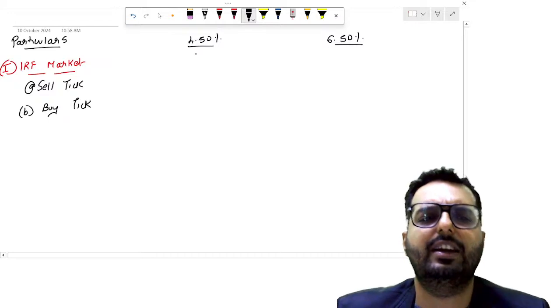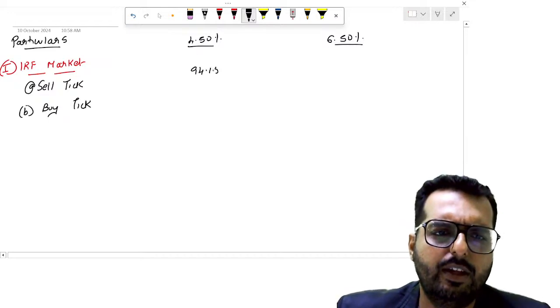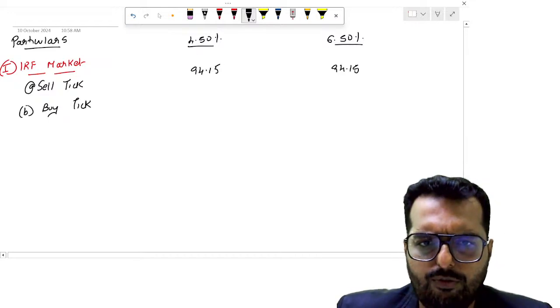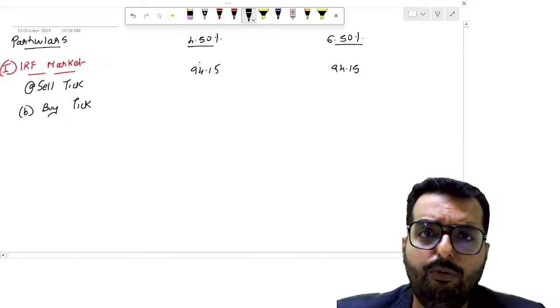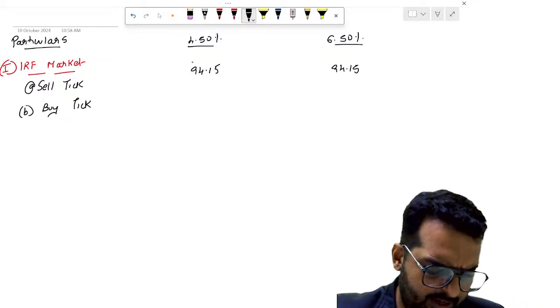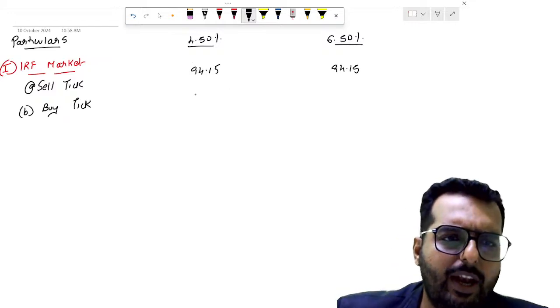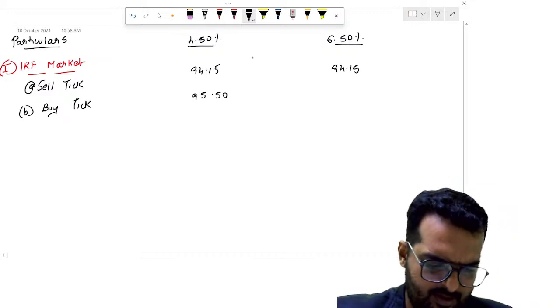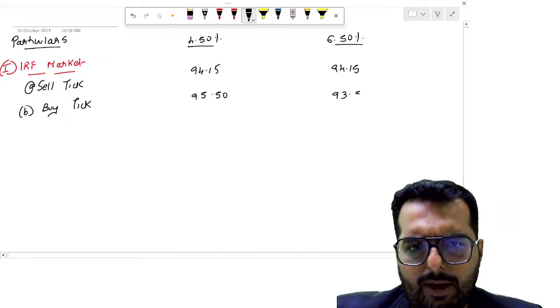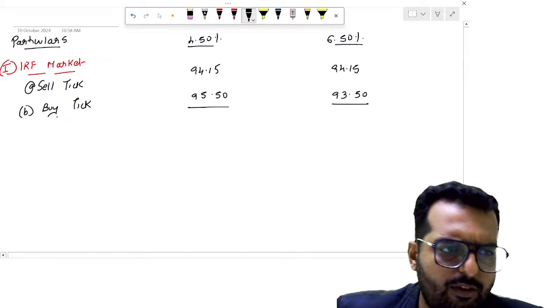So when you sell tick, we are going to sell tick at 94.15. Subsequently, when you're going to buy tick, the price has become 4.5%. So what is 100 minus 4.5? You will end up buying tick at 95.50, and here you will end up buying tick at 93.50.